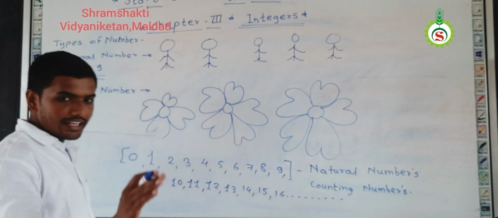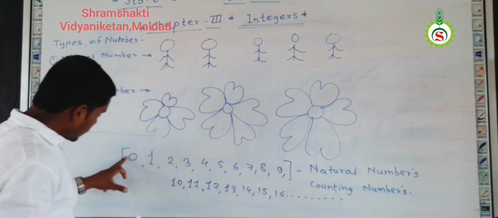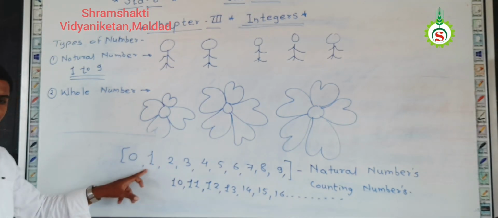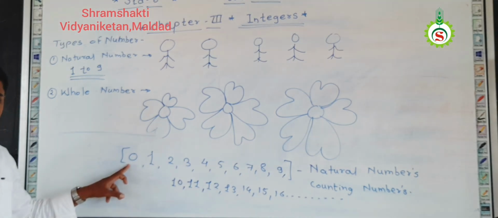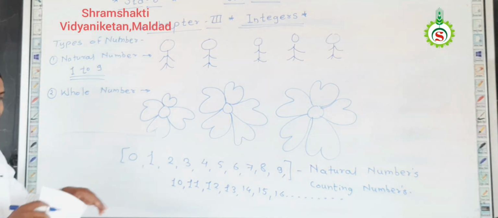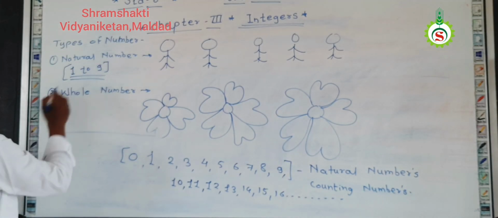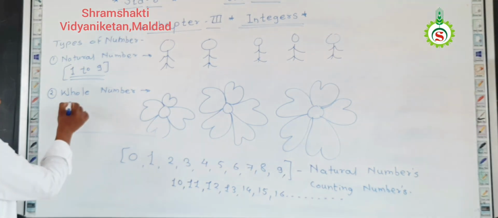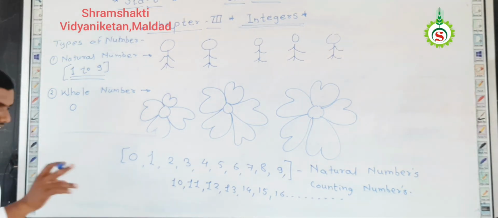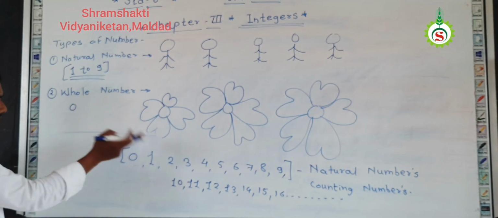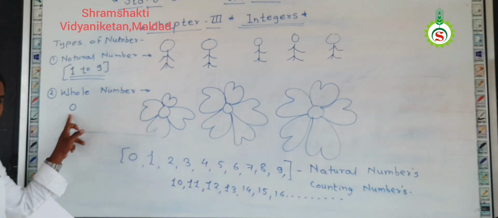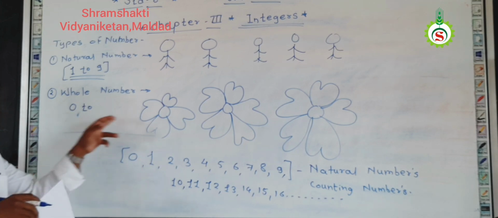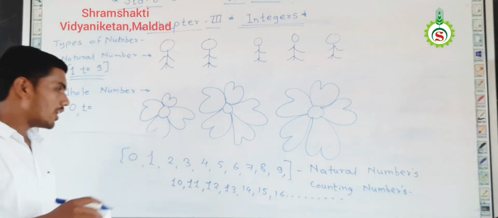That means you have the idea about the whole number. In the whole number, 0 gets added into the natural number. That's why the numbers become whole numbers. Natural numbers are only from 1 to 9. If I want to write whole numbers, how will I write them? Whole numbers will start from 0, because in the whole numbers I have added 0. So whole numbers always start from 0, and from 0 I can write up to any number.